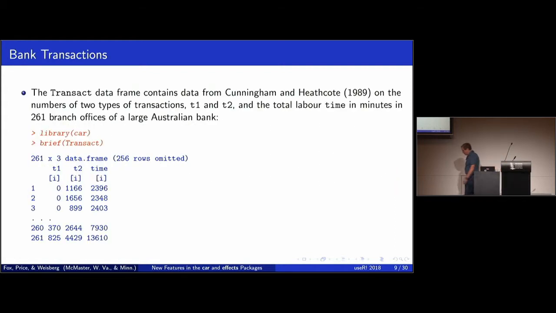Okay, so here's the bank transaction data. It's in the Transact data frame in the carData package, which loads along with the car package. One of the functions in the car package is brief, which is intended to produce brief printouts of objects. It's intended to be a kind of substitute for print. So this is what brief does with a data frame, for example. And here we have data on 261 branches of an Australian bank. And in each branch, we have the number of transactions of two different types, called t1 and t2, and the amount of time in minutes spent by the staff in the branch.